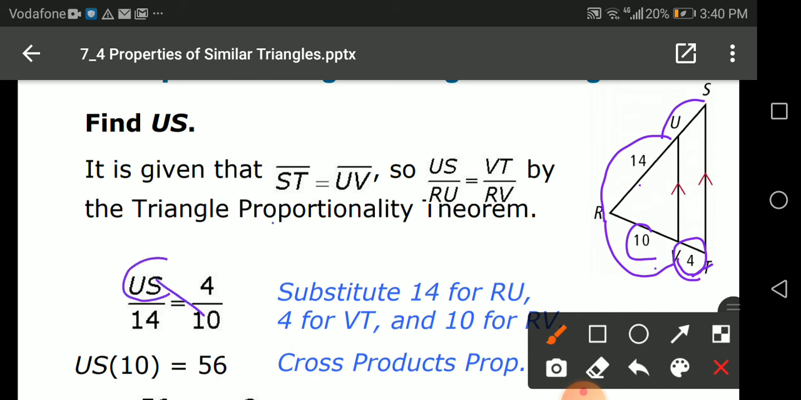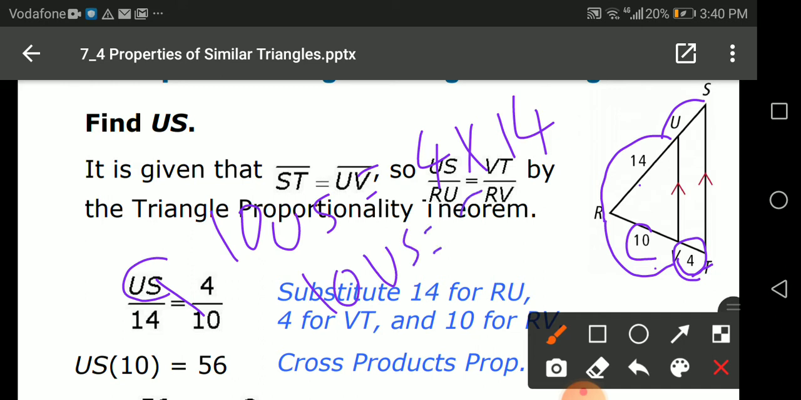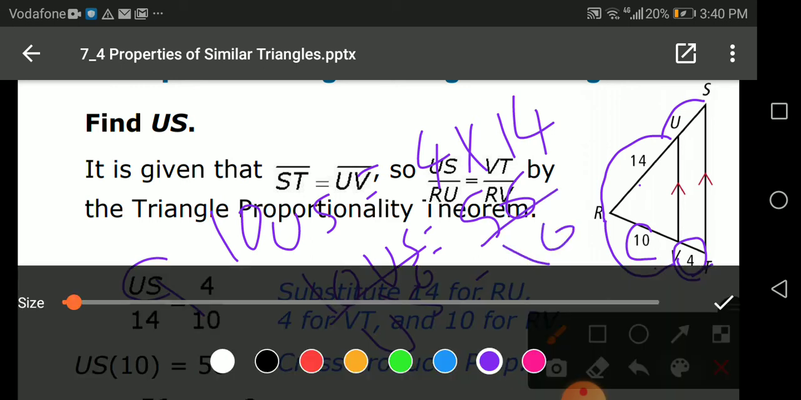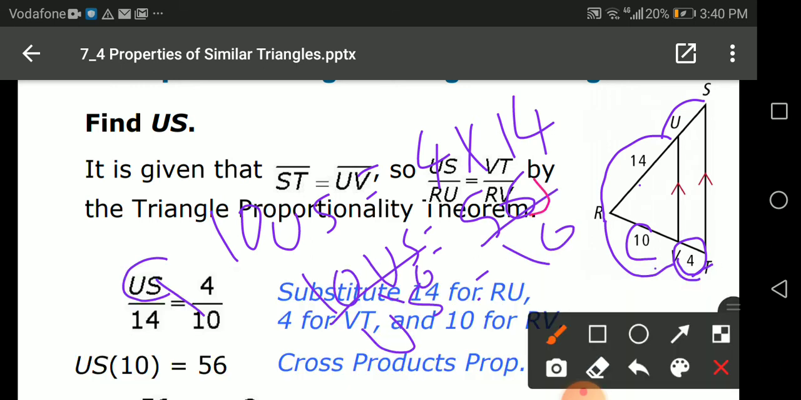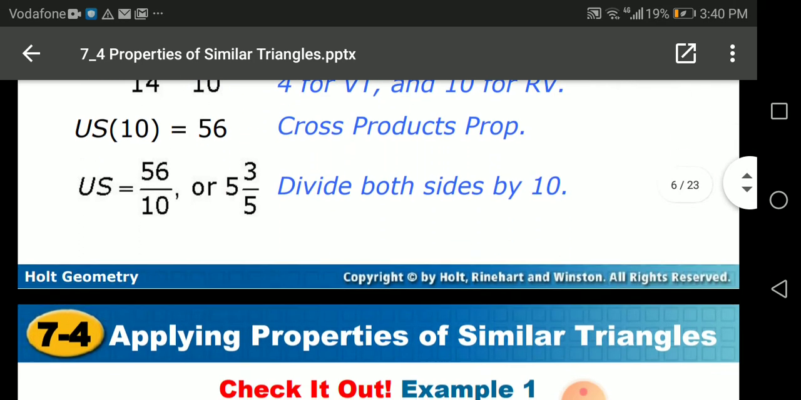Now, US times 10 is the same as 4 multiplied by 14. So 10 US equals 56. Divide both sides by 10. Here, in another color to make it clear, I have just one decimal place to move because we have just one 0, so the answer is 5.6.